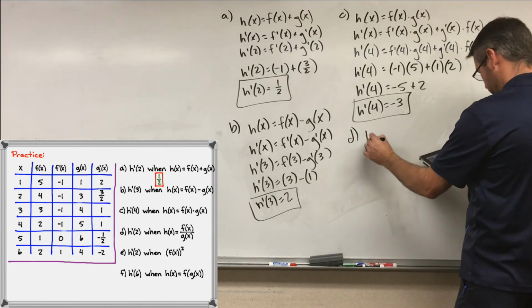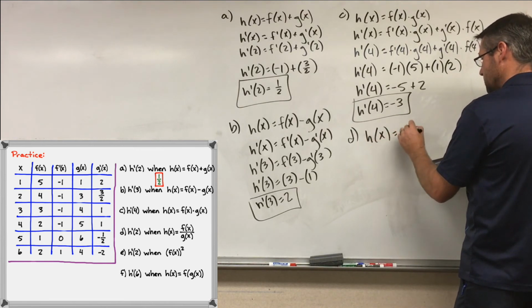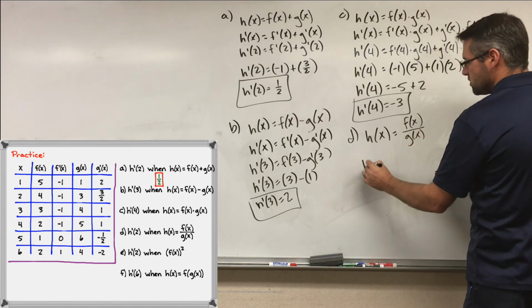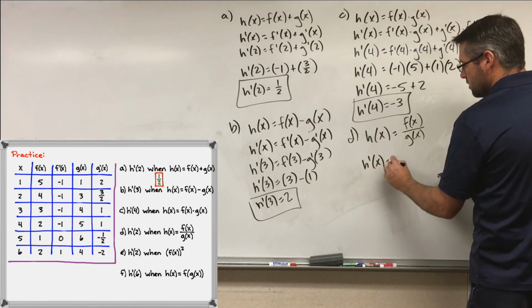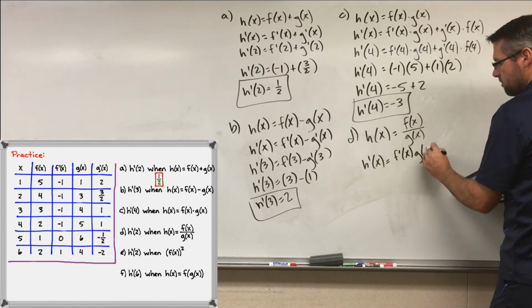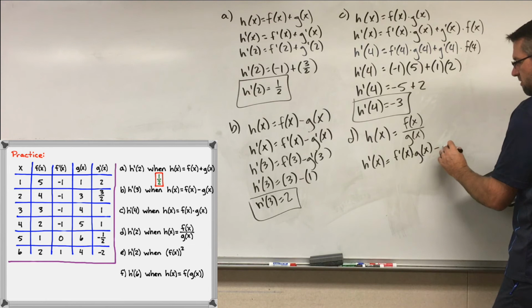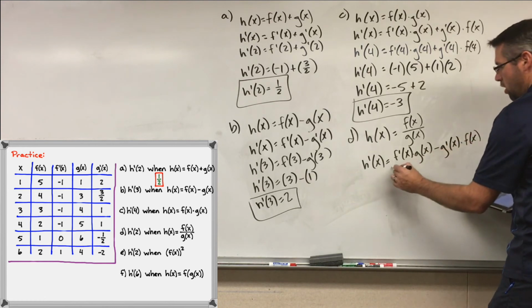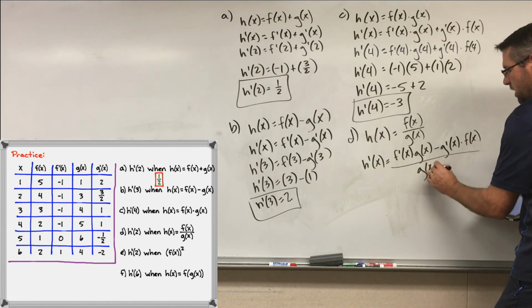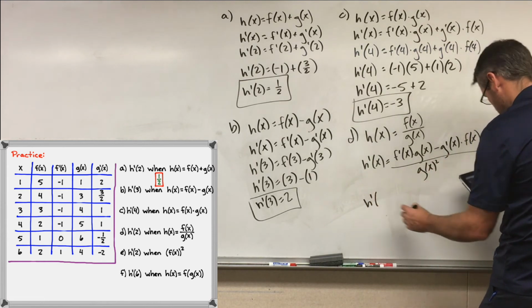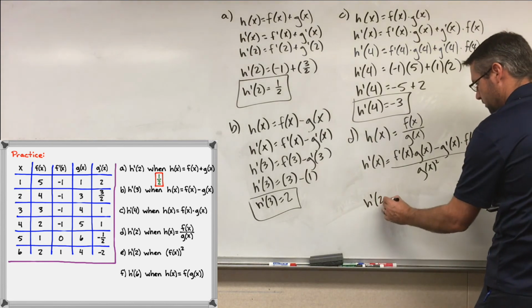All right, for D, we've got h of x equals f of x over g of x. So we're going to have to use the quotient rule here. It's the derivative of the top thing, so f prime, times the bottom, minus the derivative of the bottom, which is g prime, times the top, all over the bottom squared, and then plugging in the point that we are concerned with, h prime of 2.